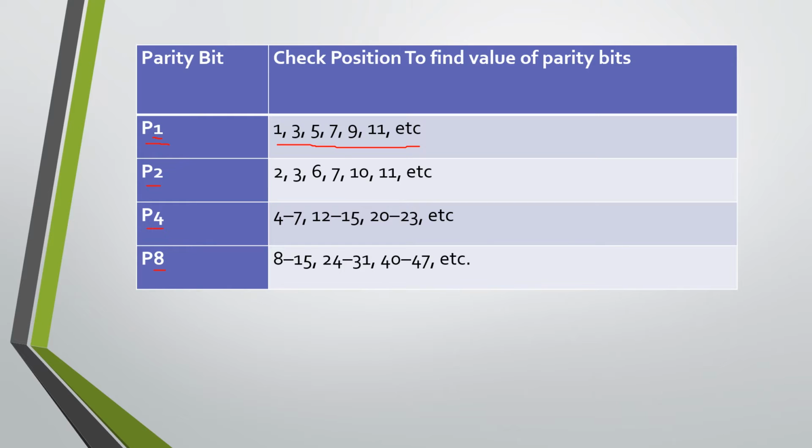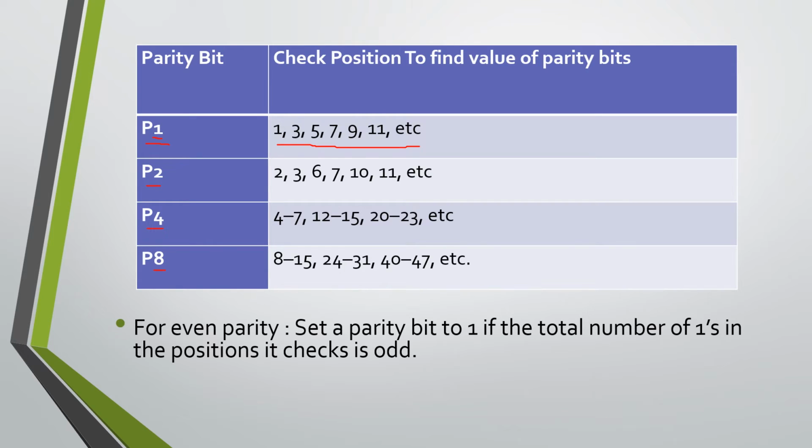Here P4 covers all the bit positions whose binary representation has 1 in the third position from the least significant bit, like 4 to 7, 12 to 15, 20 to 23, etc. Parity bit 8 covers all the bit positions whose binary representation includes 1 in the fourth position from the LSB, that is 8 to 15, 24 to 31, 40 to 47, and in this way onward.